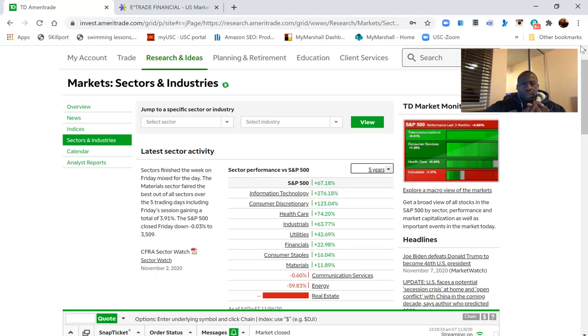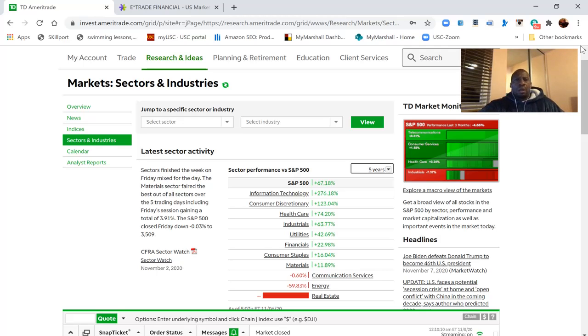Okay. So I use TD Ameritrade and I use E-Trade just for the tools that are in both platforms. I normally have most of my capital in Robinhood only because it's easier for me to trade Bitcoin and regular stocks on that platform without paying that much for commission.